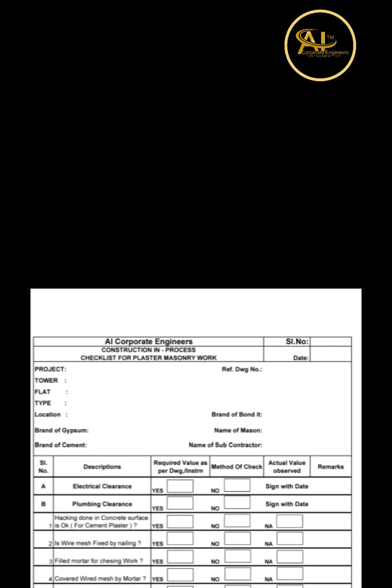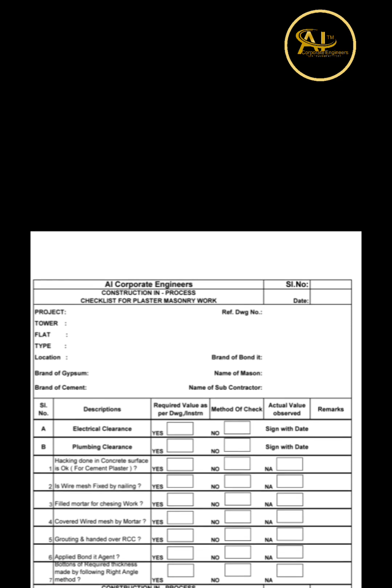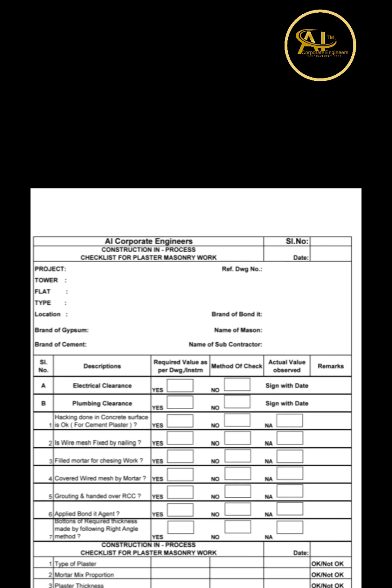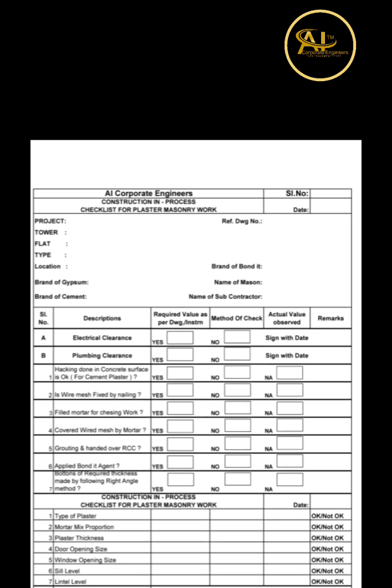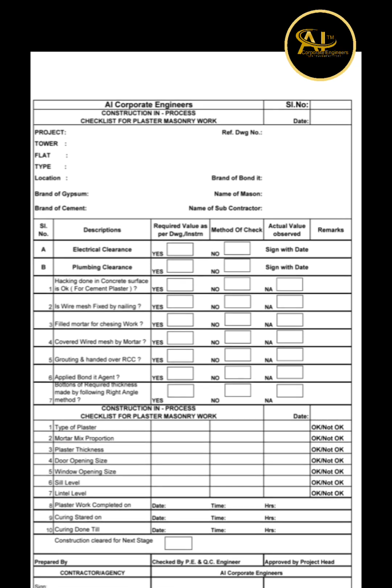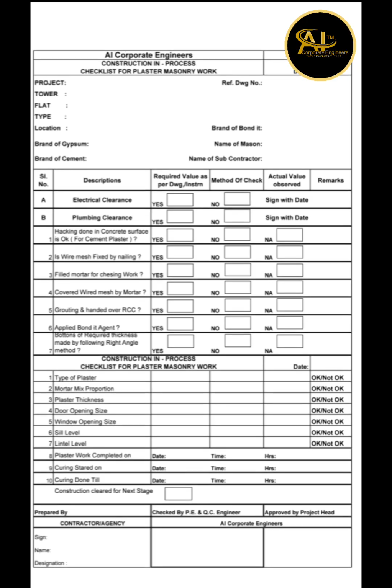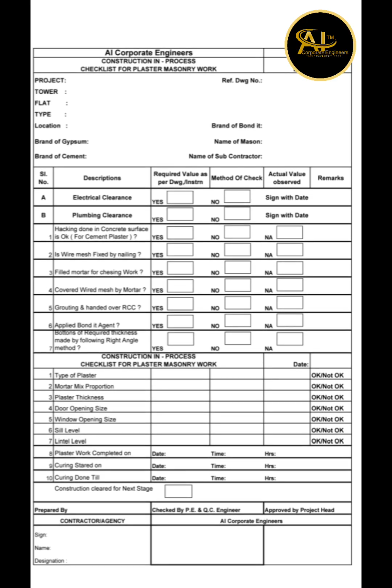There are 6 columns. First, serial number. Second, description. Third, required value or input as per the drawing. Fourth, method of check, that means which tools shall be used during the checking process. Fifth, actual value of job. Sixth, remark, or you can put the tolerance for checking. Please take your time and carefully review each step of this process.